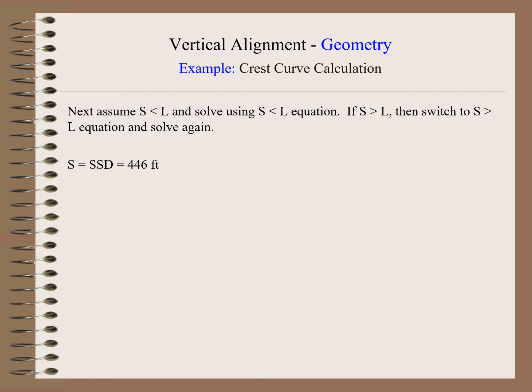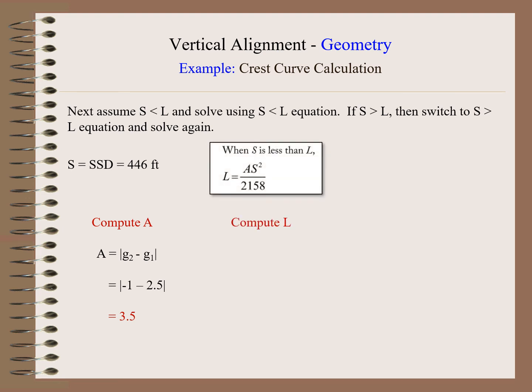So our sight distance, we're going to make that equal to our stopping sight distance of 446 feet. So we're going to first compute the value for A, which is our algebraic difference in the geometric grades. So A equals the absolute value of G2 minus G1. When we plug in the numbers, we get a value of 3.5 for A. When we calculate our first L value, we're going to assume that S is less than L, and we're going to check that once we do calculate the value just to see if it is true.